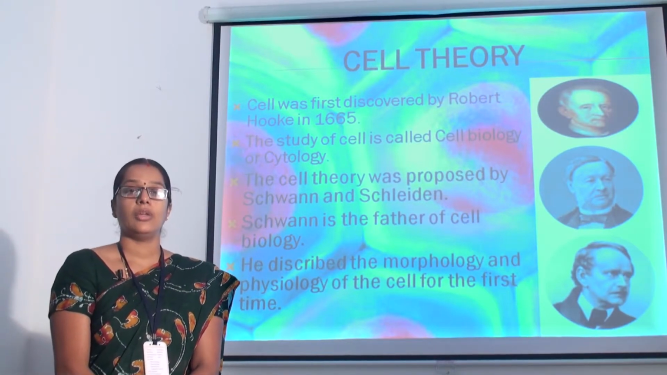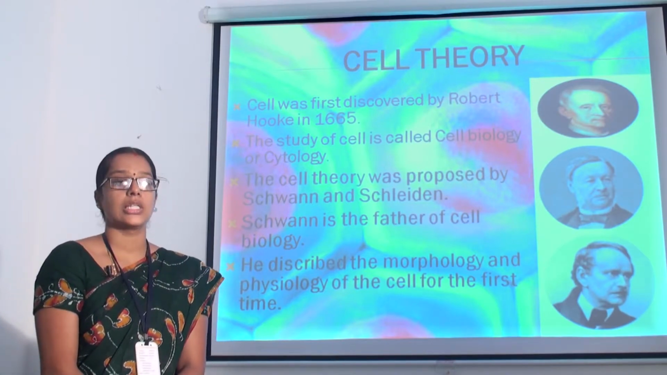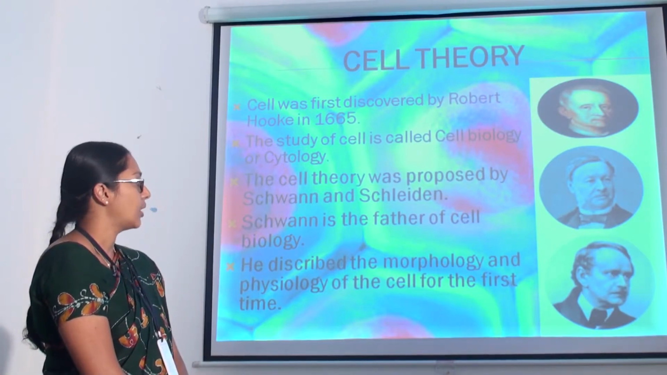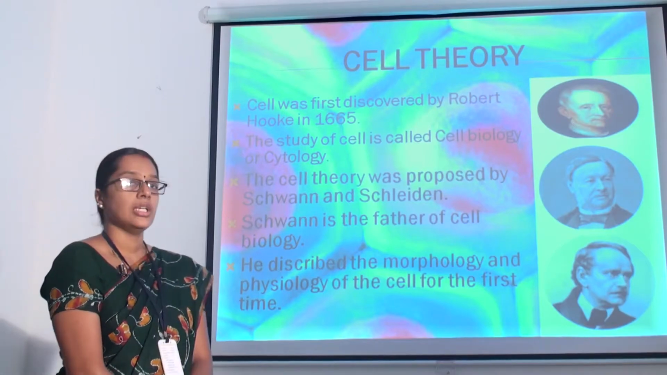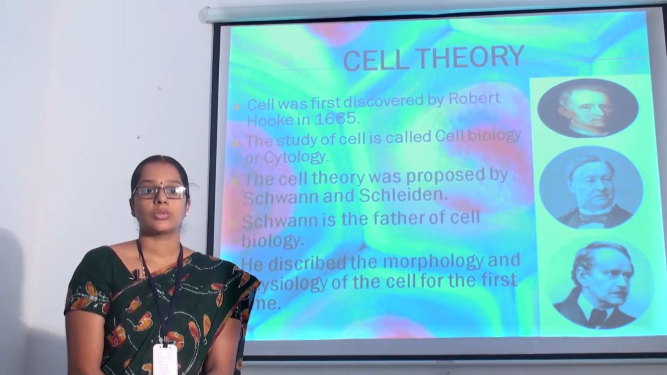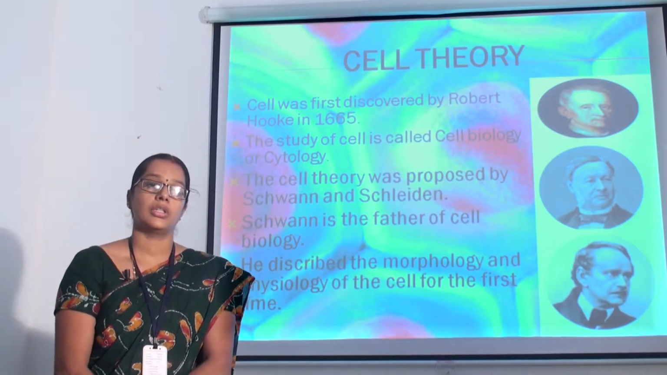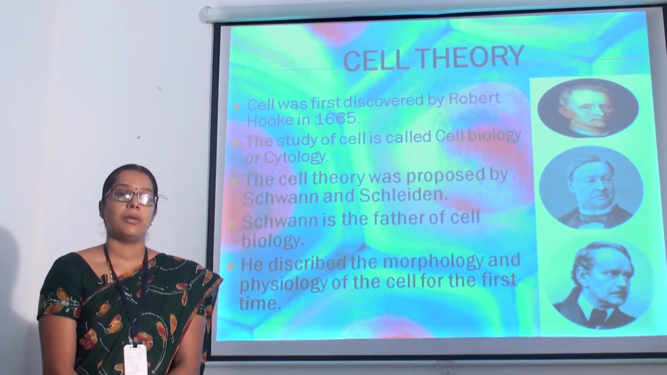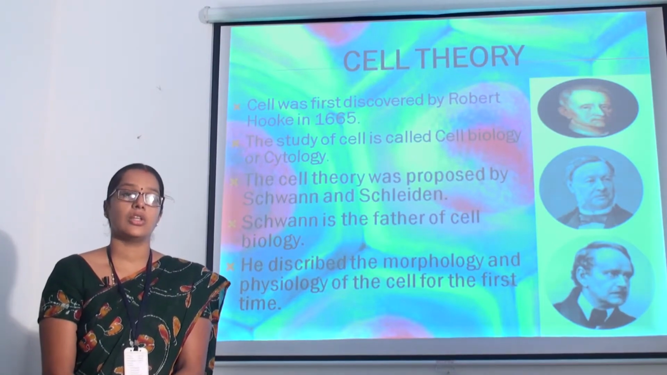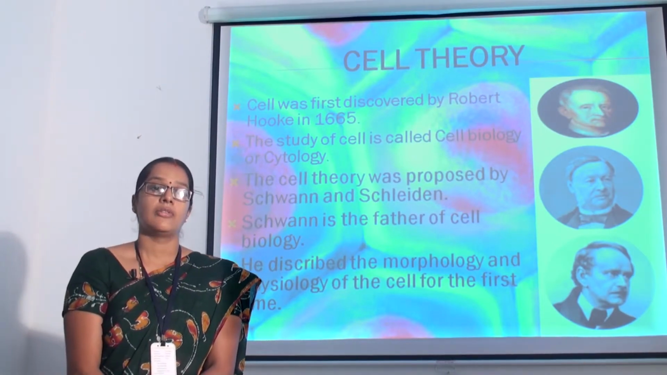The cell theory was proposed by Schwann and Schleiden. The second person is Schwann and the third person is Schleiden. Schwann is the father of cell biology. Why is he called the father of cell biology? Because he described the morphology and physiology of the cell for the first time.